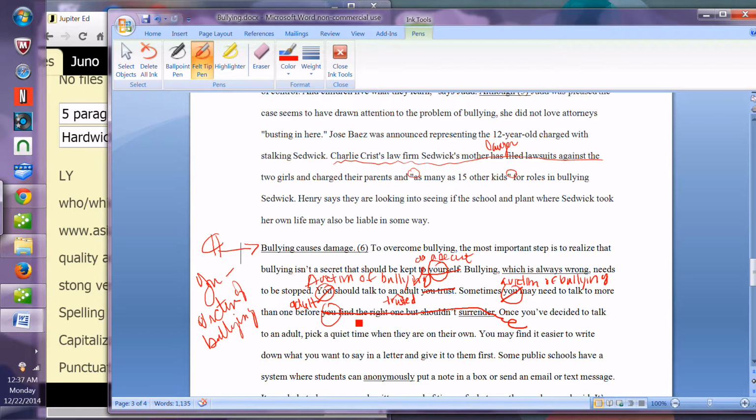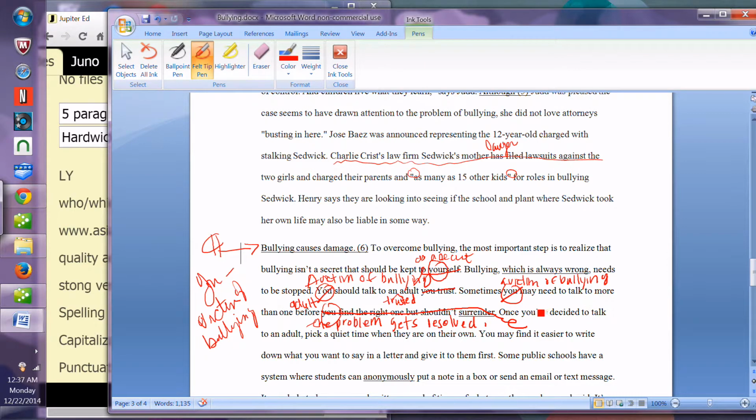Not sure. And there's several ways you can change this, so I'm just giving you suggestions. I'm going to leave the final changes up to you. Sometimes a victim of bullying may need to talk to more than one adult before, how about, the problem gets resolved.